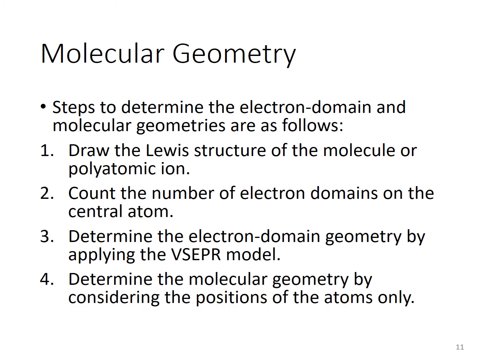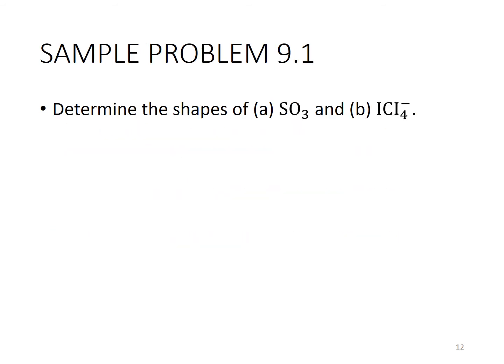And you can determine the molecular geometry by considering the positions of the atoms only. You're going to be considering that based on how many lone pairs there are on the central atom, and so on and so forth. Early on, you can use the chart that I just showed. Later, of course, we're going to need to be able to do that without the chart. So let's try a few of these. Let's determine the shapes of SO3 and ICl4-.